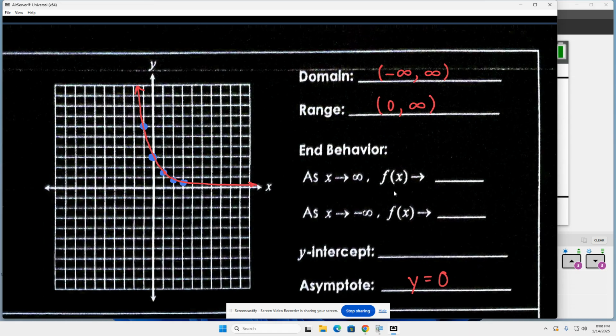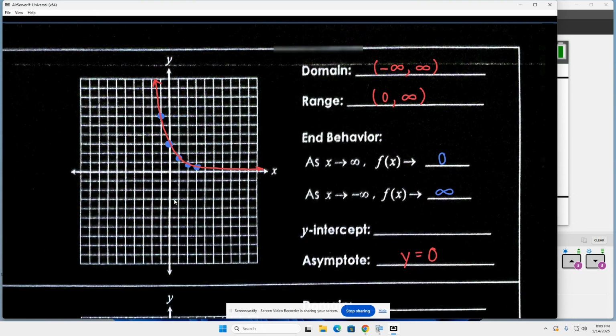So as I answer the next questions, as x approaches infinity, as we're going to the right, what's y approaching? Well, it's going down, but where is it going down forever? No, it's going down towards my asymptote, which is 0. But as x approaches negative infinity, as we go to the left, what's y doing? Well, it's going up. How far up? Forever up, infinity.